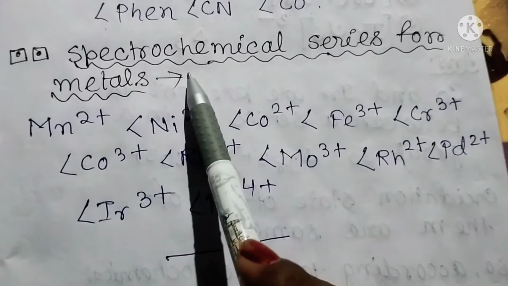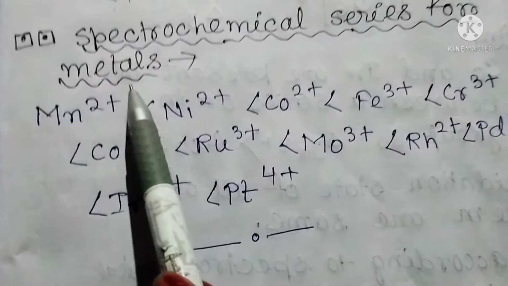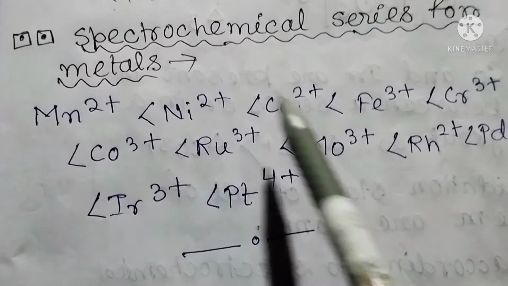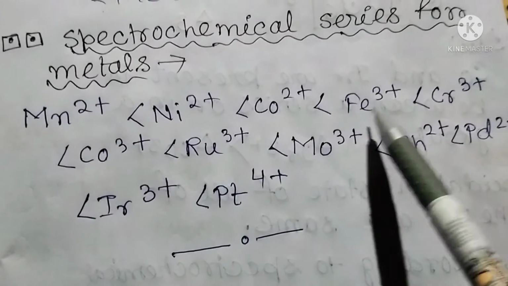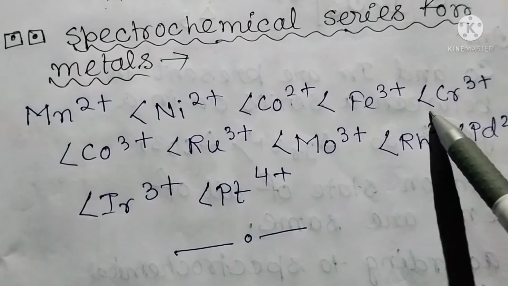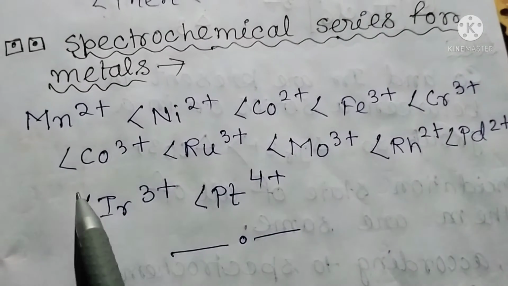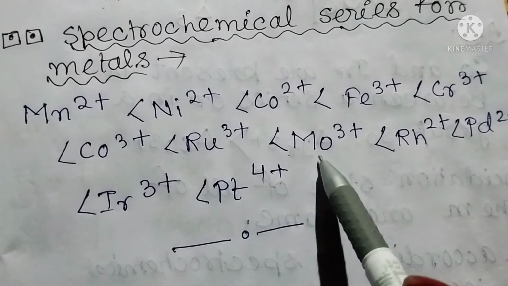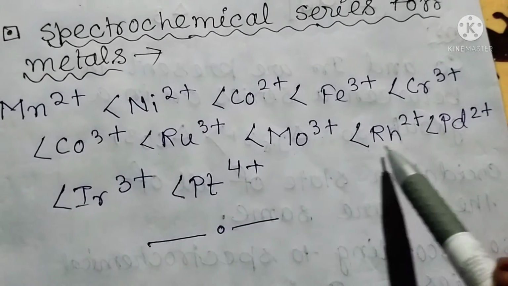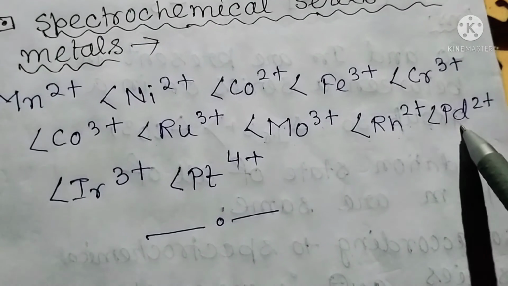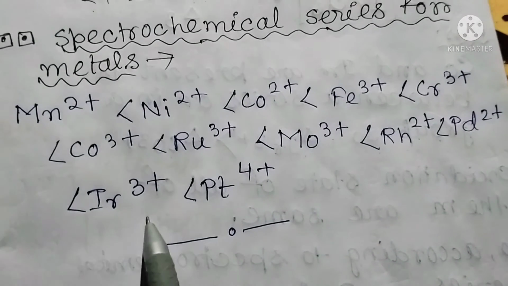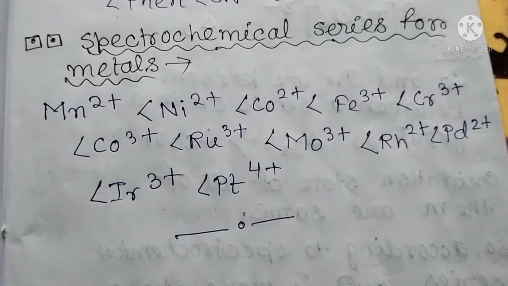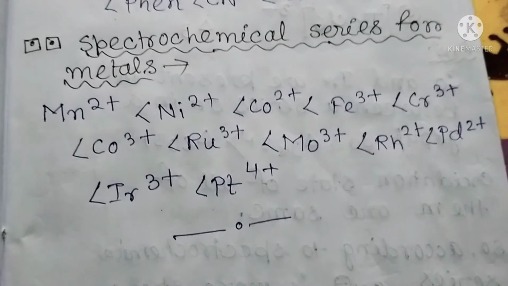Next, spectrochemical series for metals. Mn2+ < Ni2+ < Co2+ < Fe3+ < Co3+ < Ru3+ < Mo3+ < Rh3+ < Pd2+ < Ir3+ < Pt4+. These are the spectrochemical series for metals.